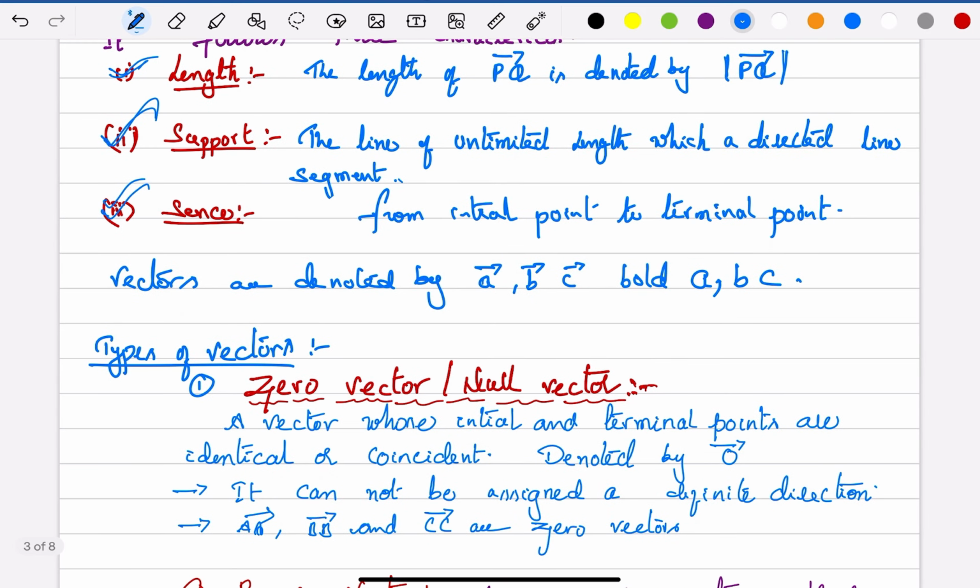Vectors are denoted by a bar with arrows, or by bold letters A, B, C.